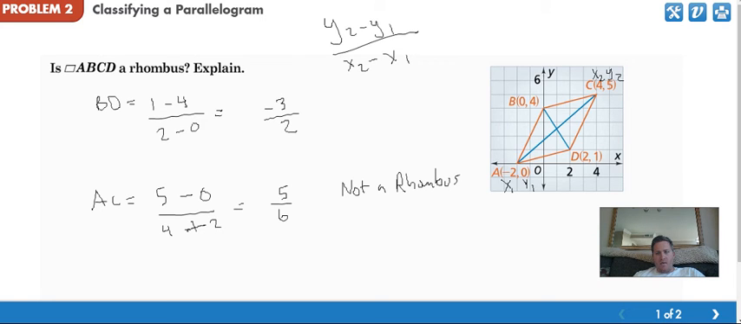And if I had to explain it, I would say that the diagonals do not create perpendicular angles. Remember, this is the symbol for perpendicular, and we'll say angles. They don't create perpendicular angles, they don't make 90-degree angles, so it is not a rhombus. Okay? Alright, on to our next one.